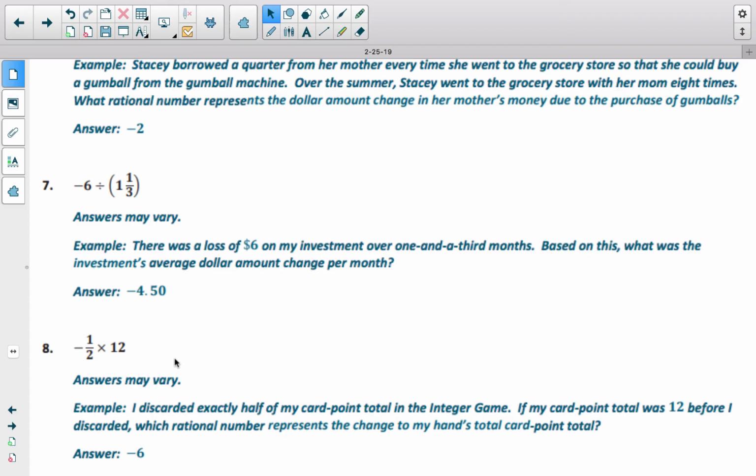Now, 8, I discarded exactly half of my card point total in the integer game. That takes account of this negative a half. My card point total was 12. What rational number represents the change? So I decreased my hand by 6. So that is where the negative 6 comes from.